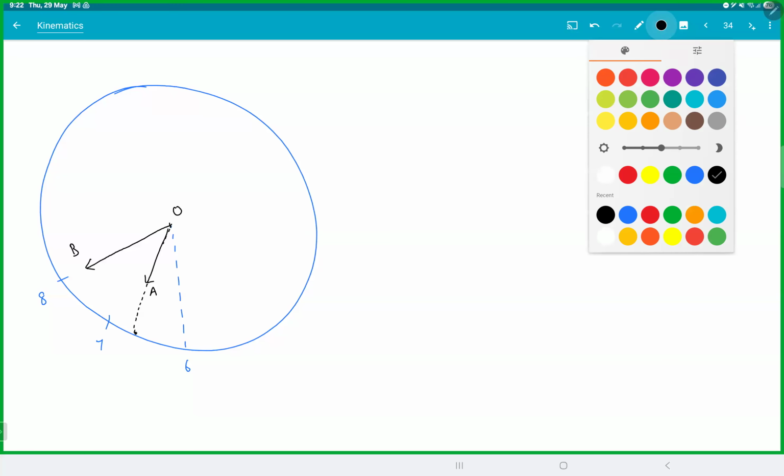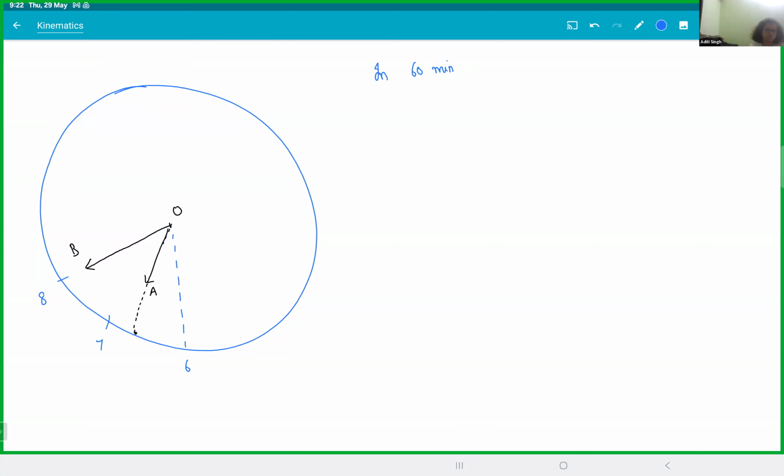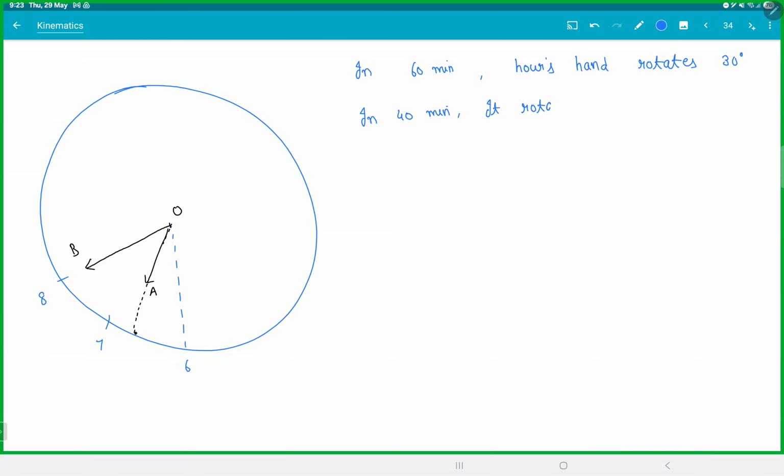Hope you're getting it. Now we know in 1 hour or in 60 minutes, the hour hand will go from number to number, 30 degrees. In 60 minutes, the hour hand rotates 30 degrees. How do you know 30 degrees? There are 12 numbers and total angle is 360. 360 by 12 is 30 degrees. So you can use unitary method. So in 40 minutes, it rotates 20 degrees. That means this guy is making an angle of 20 degrees from here.